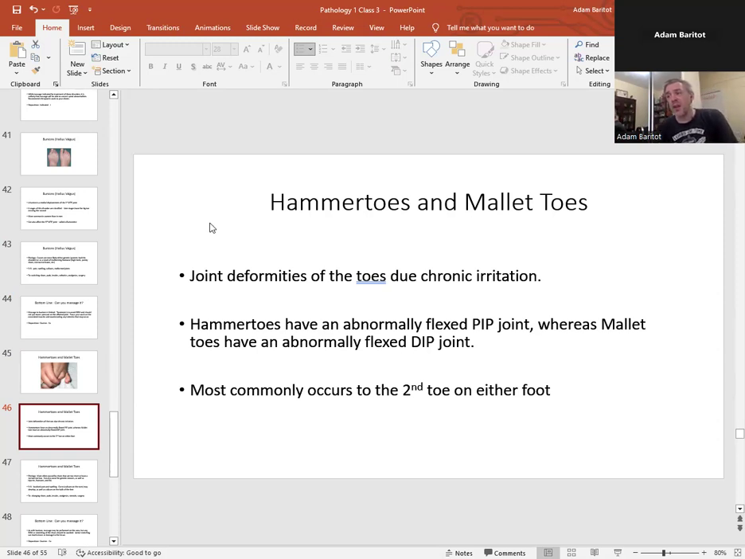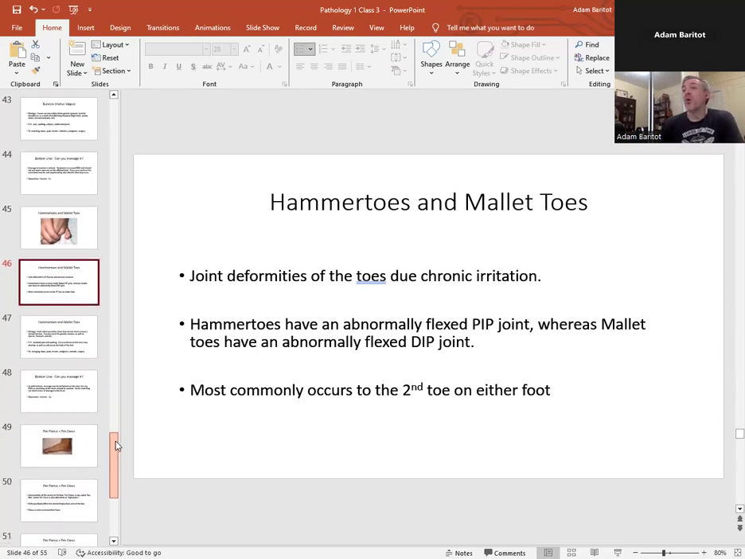Hammer toes have an abnormally flexed proximal interphalangeal joint, whereas mallet toes have an abnormally flexed distal interphalangeal joint. This most commonly occurs to the second toe on either foot because for a number of folks in our society, the second toe is actually longer than the big toe. Not for everybody. Feel free to check your own feet on your own time, but for many of your clients, you will find that second toe to be longer, anyway.